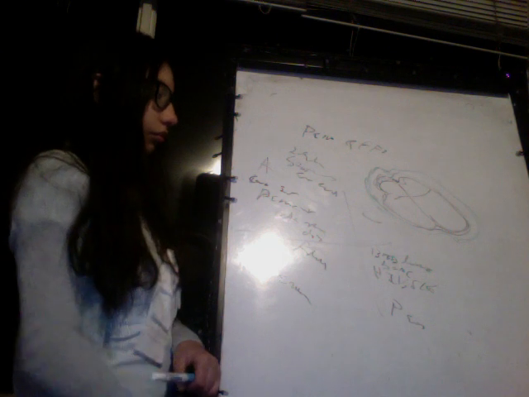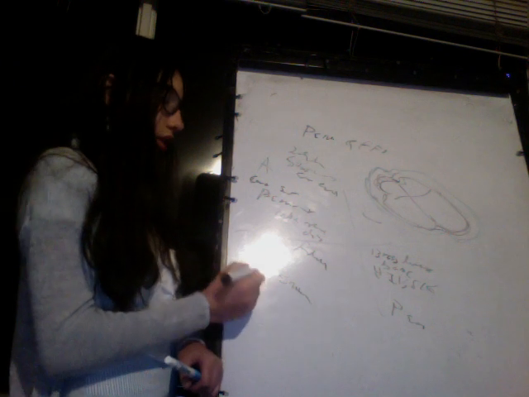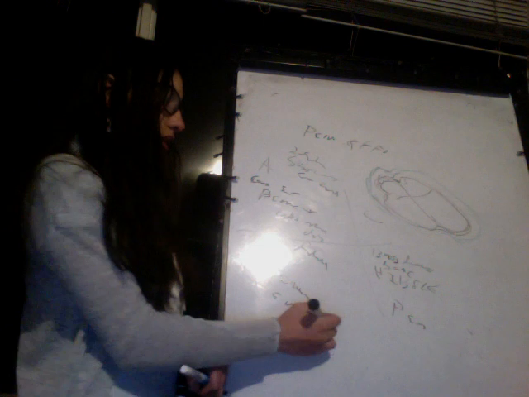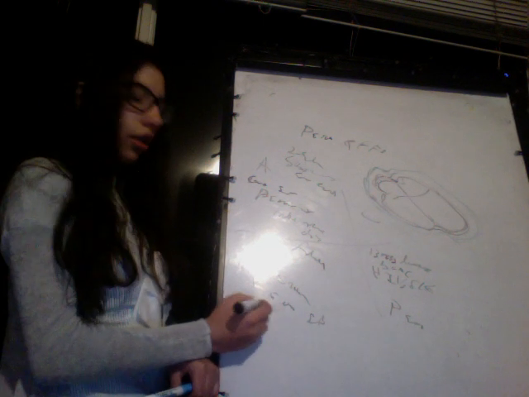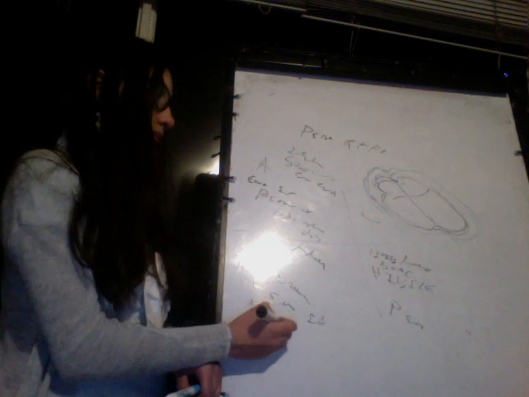Now, the pericardiocentesis, we will do it in the 5th or 6th intercostal space at the left sternal border, or just inferior to the xiphoid process.